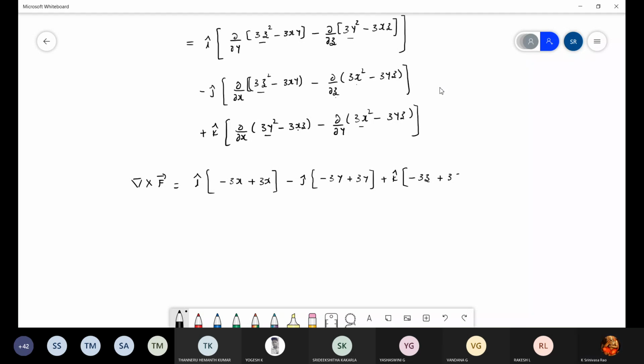Okay, and you can observe all negative and positive get cancelled, and the final answer is 0. Therefore curl f equals 0. So in this problem you have to calculate three things. First you have to calculate vector f, then after getting vector f we have to calculate divergence and curl. So there are three sub problems in that.